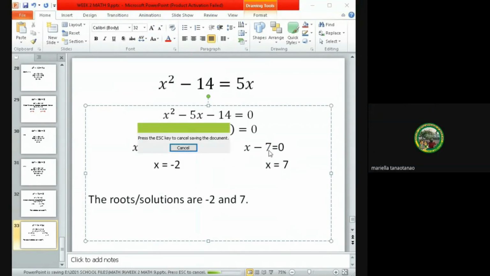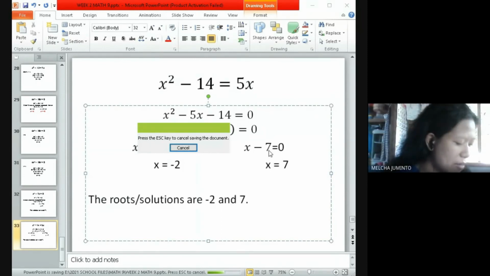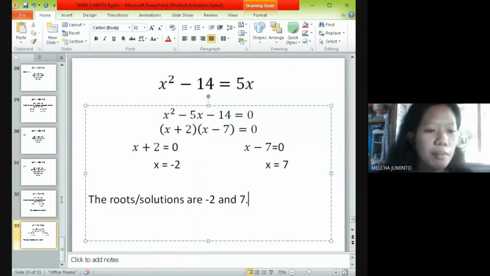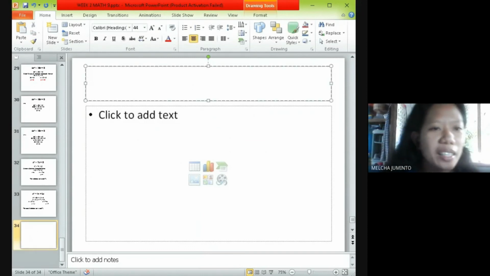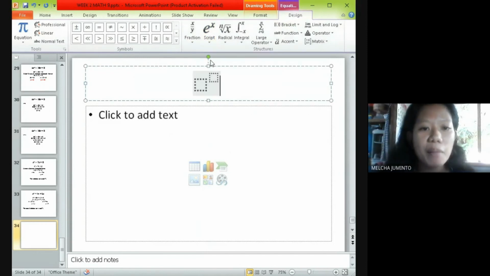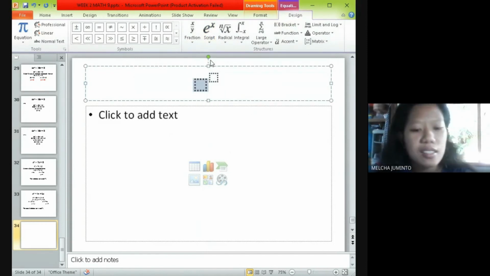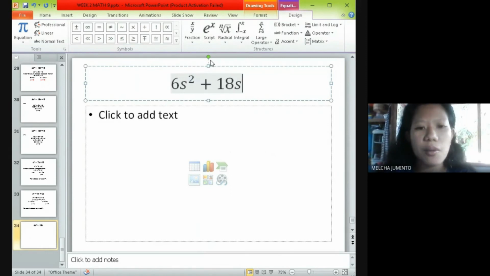May question? Paano po pag may number po ang unahan, kagaya po sa number 2? Factoring din. Let us also answer para maubos natin i-answer yung 10 items. Paano pag may number sa unahan? Let's say 6S squared plus 18S equals 0.